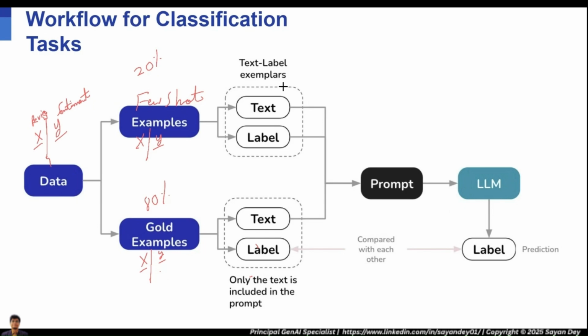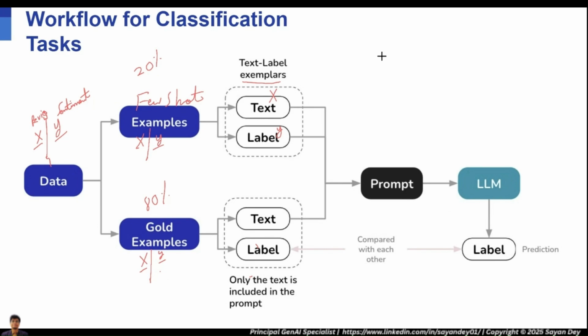All right. So these are your text label exemplars. Exemplars are nothing but the few shot examples. There's another term called exemplars that we use, and this is how it will look. So text is your X, and label is your Y. I think we are already clear on this. This is now going to be the text label exemplars.